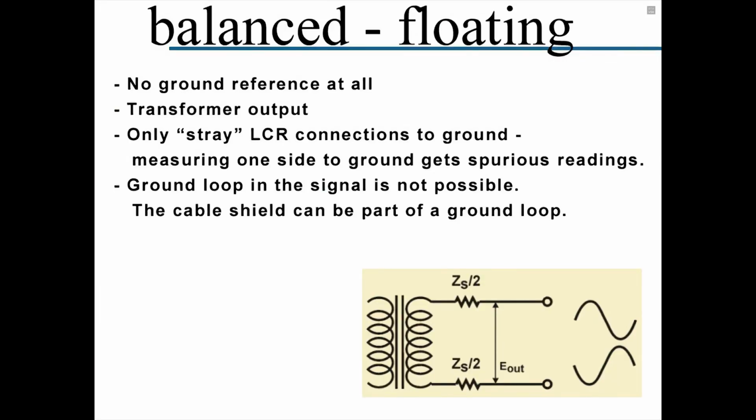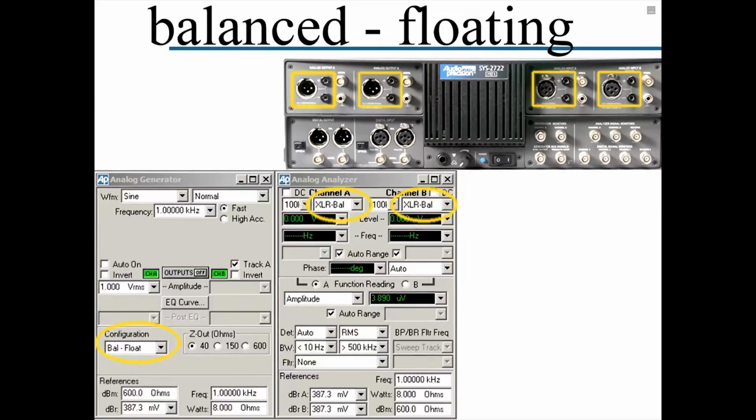When using balanced float in audio precision instruments, connect the XLR or double banana connectors in the analog I/O. Select the balanced float configuration in the analog generator panel and XLR balanced in the analog analyzer panel.